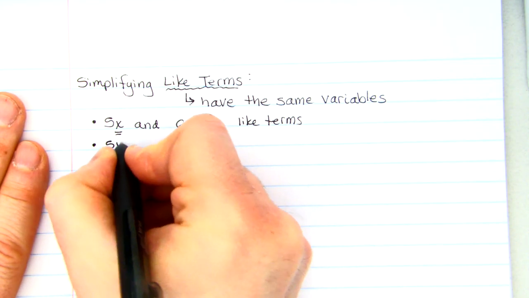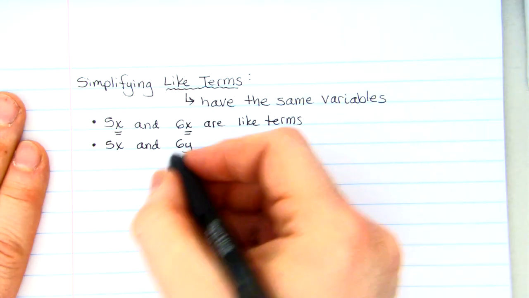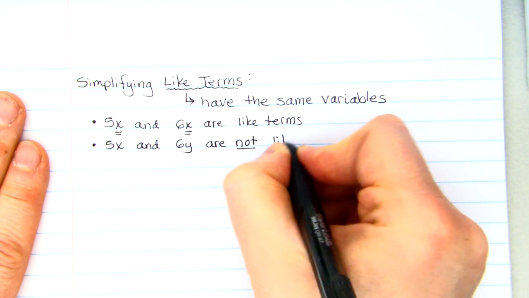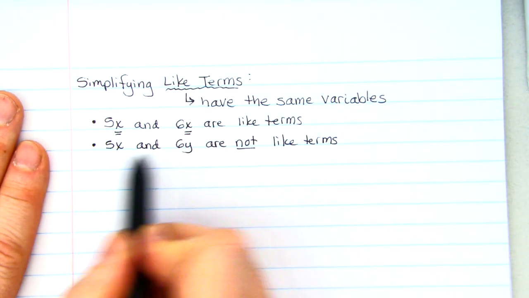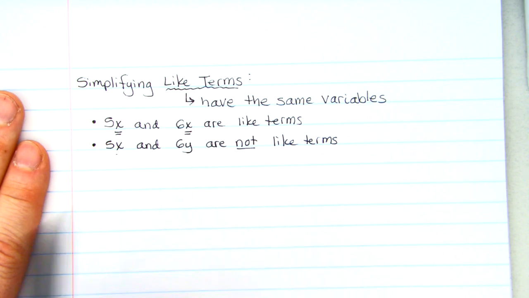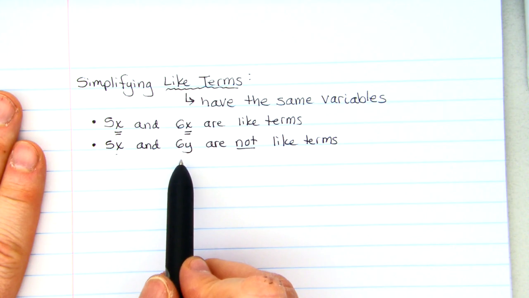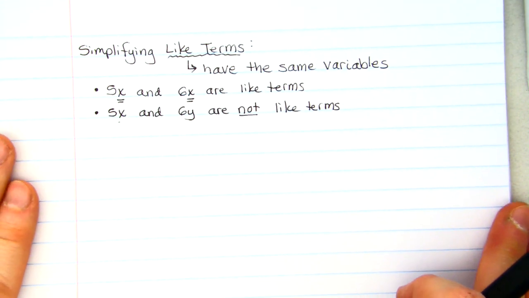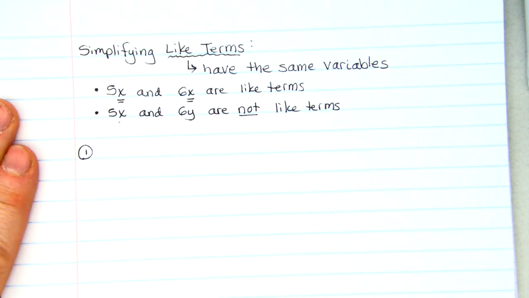If I have something like 5x and 6y, those are not like terms. The reason for that is they have different variables. You've got an x there, but a y over there. It's like saying you've got 5 apples and 6 oranges. Well, you can't really put those together because they're two different types of things. And we're going to see that if things are like terms, we can combine them, and if they're not, then we can't. So let me show you a whole bunch of examples of this.